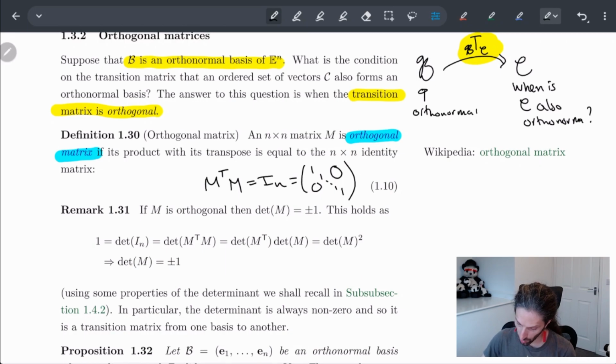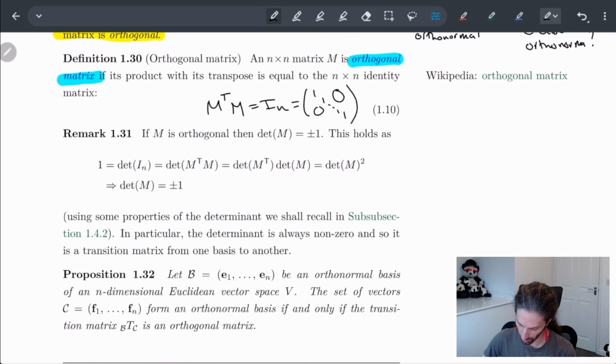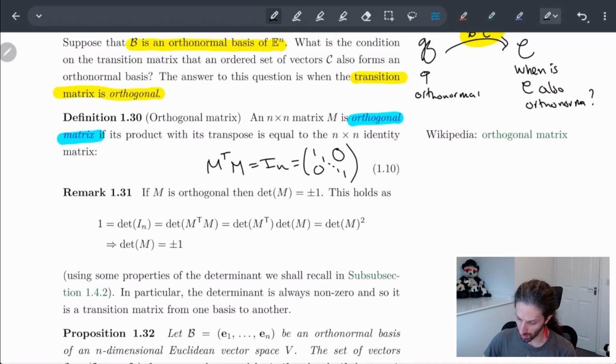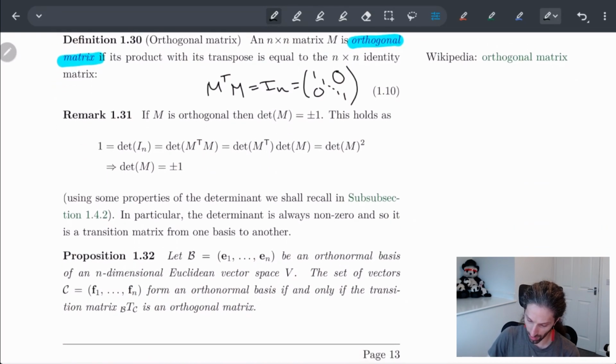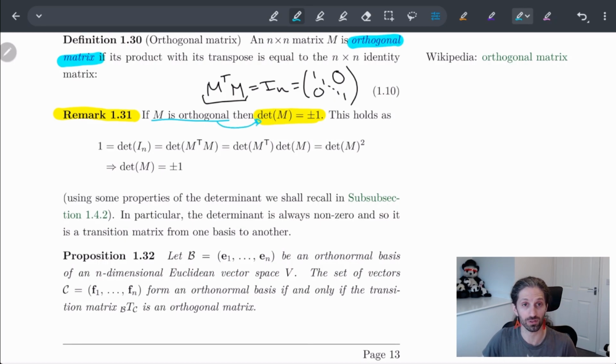We haven't shown that this transition matrix has to be orthogonal, so we'll see this in a minute. But first, we're going to quickly look at this orthogonal matrix and its determinant. Because one thing to note is that orthogonal matrices have a nice determinant: the determinant of an orthogonal matrix is always plus or minus 1. So orthogonal implies that the determinant is plus or minus 1.